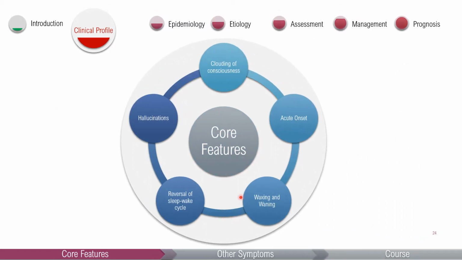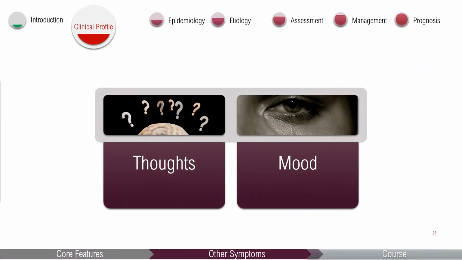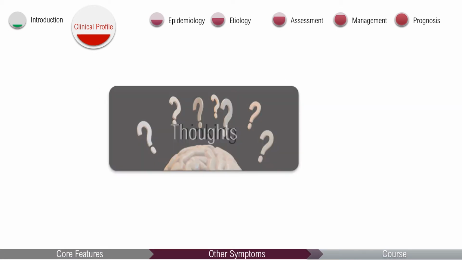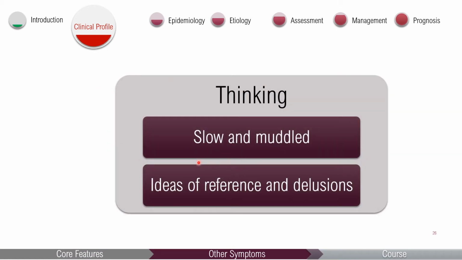So these are the core symptoms of delirium, but actually almost any psychotic symptom can occur in delirium. There are some symptoms that are relatively more common though, especially the disturbances of thought and mood symptoms. Thinking may be slow and muddled, that is vague and confused. Patients also exhibit delusions or ideas of reference.